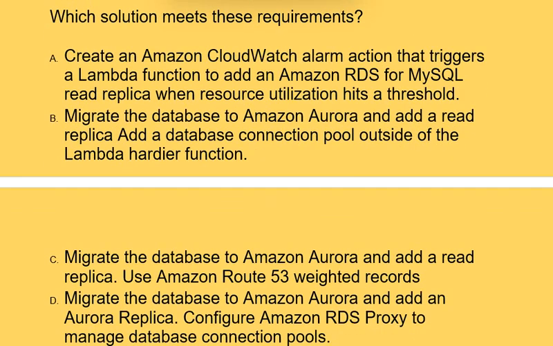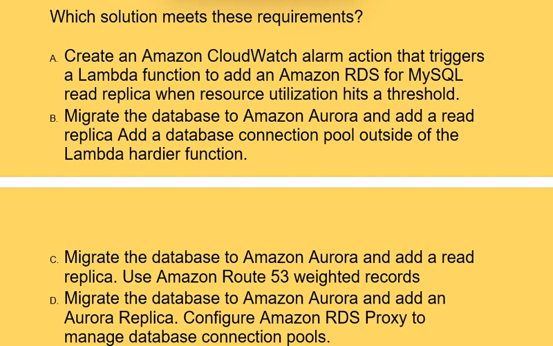Option A. Create an Amazon CloudWatch alarm action that triggers a Lambda function to add an Amazon RDS for MySQL read replica when resource utilization hits a threshold. Option B. Migrate the database to Amazon Aurora and add a read replica. Add a database connection pool outside of the Lambda function.